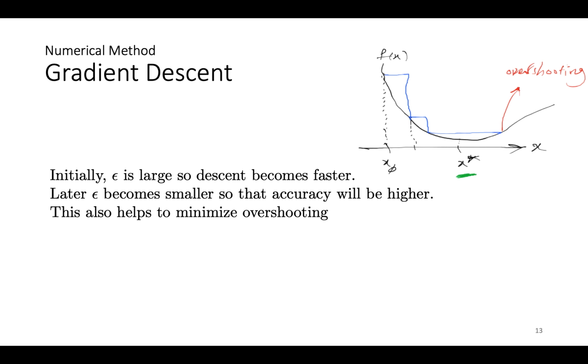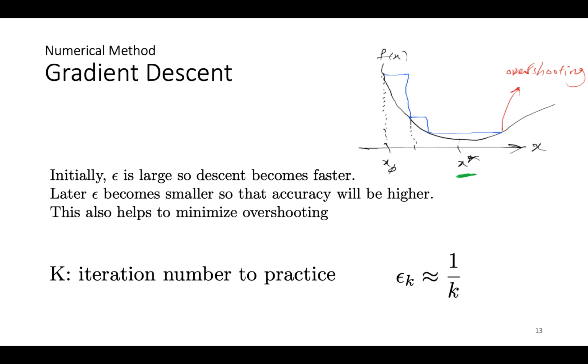In general, we initially start epsilon with a large number, so descent becomes faster, and later we can just make it smaller and smaller. This will help us in general to avoid overshooting. Say we are interested in running it for k iterations. Then each epsilon_k would be 1 over k, okay?